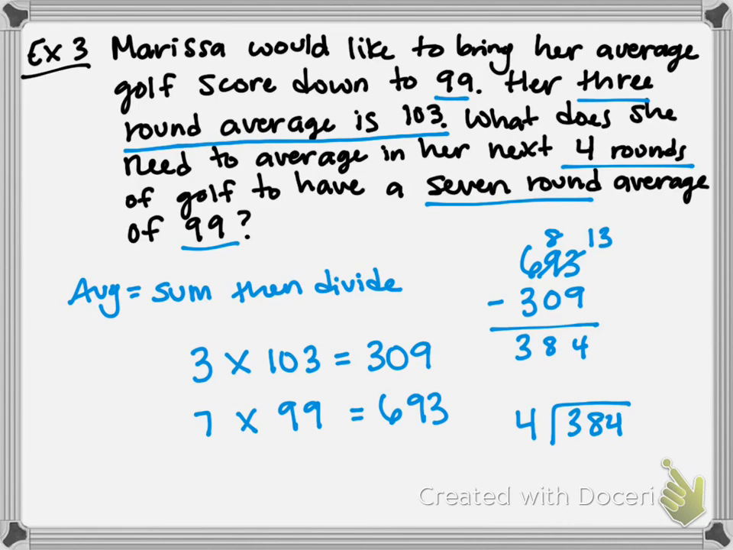4 goes into 38 9 times. 9 times 4 is 36, minus 36 is 2. 4 goes into 24 6 times, minus 24 is 0. So in her next 4 rounds of golf, she needs to get an average score of 96, to bring her 7-round average down to a 99.